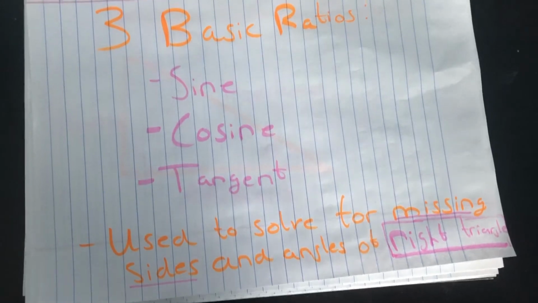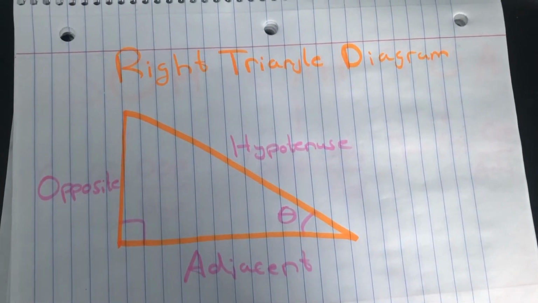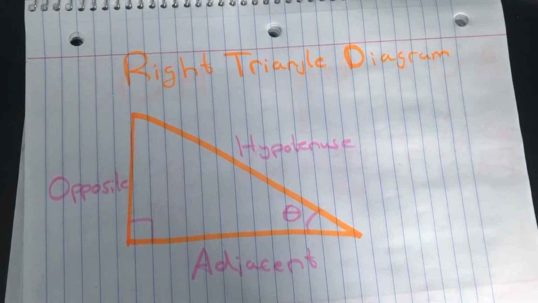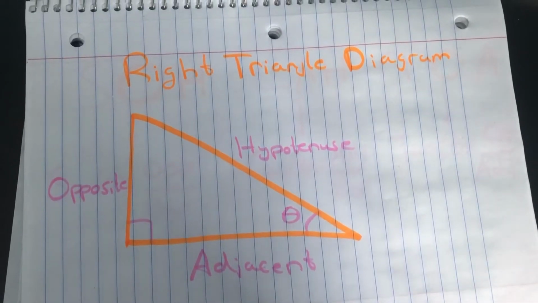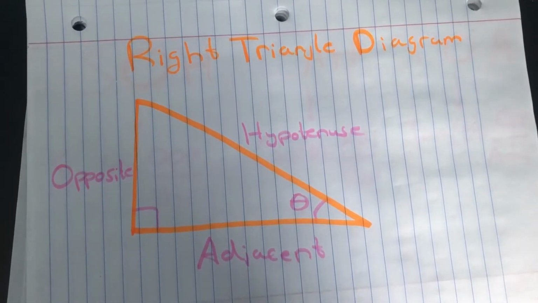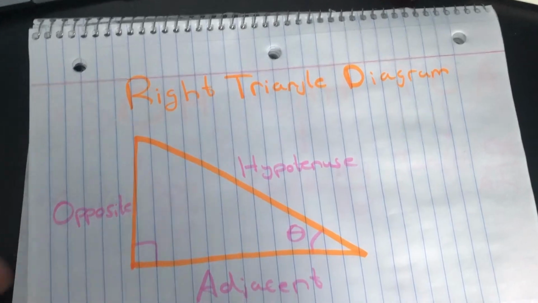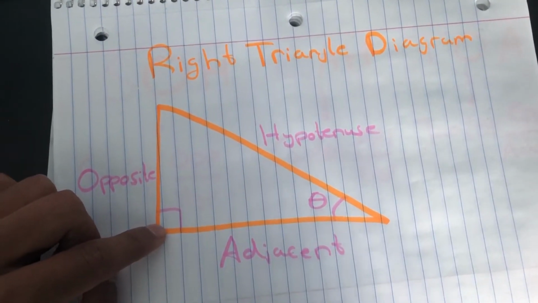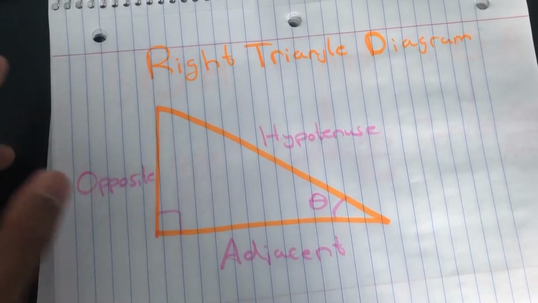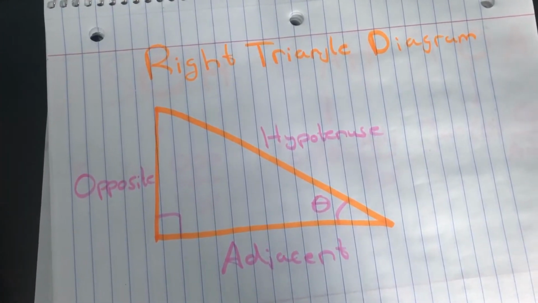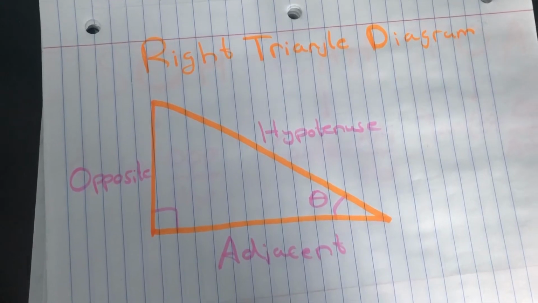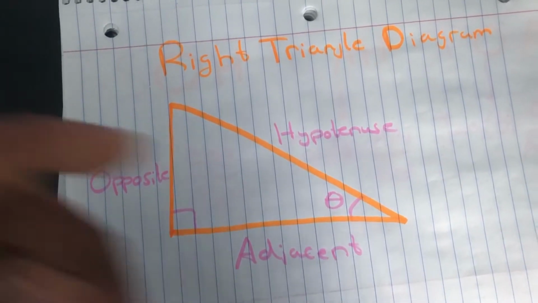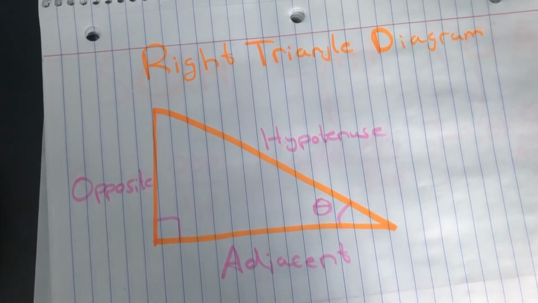Alright, first off, let's review what a right triangle is. So here I made a right triangle diagram for you guys. First off, every right triangle obviously needs to have a 90-degree angle. So here's our 90-degree angle for this triangle. And also, the other two angles will be acute angles because they have to be less than 90 degrees. And then it'll also have three sides because obviously it's a triangle.